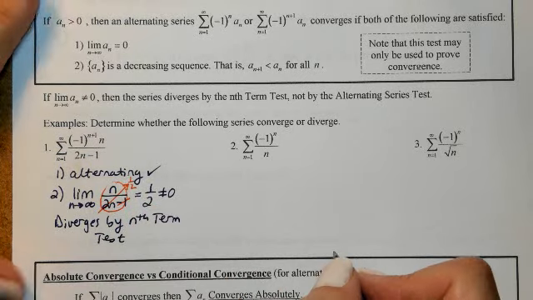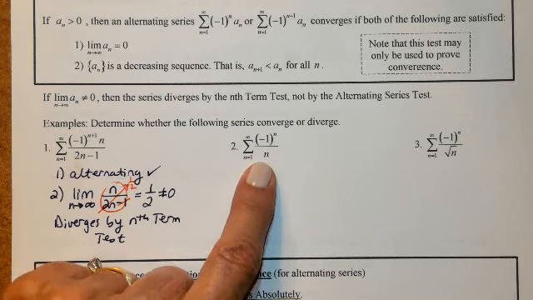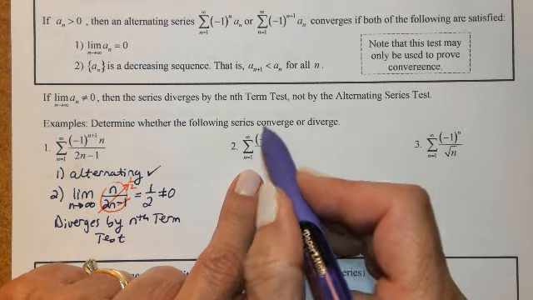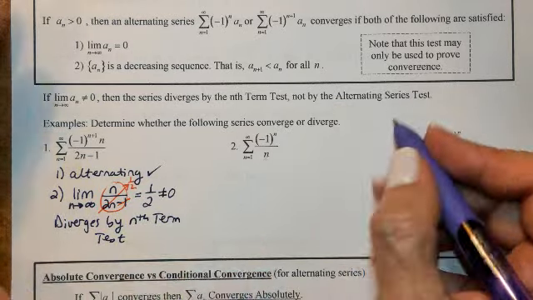Don't have to do any more. Okay? Let's look at this one. This is our alternating harmonic series again, right? Let's do the alternating series test on it.